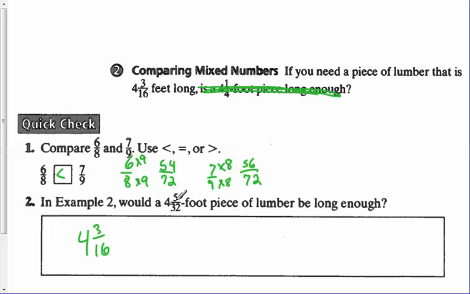So I need to make my fractions have the same common denominator. 16 times 1 is 16, 16 times 2 is 32. So I can now take my denominator times 2, and I get 32. And I do the same to my numerator, and 3 times 2 is 6. So when I compare 6 over 32 to 5 over 32, 6 is greater than 5.